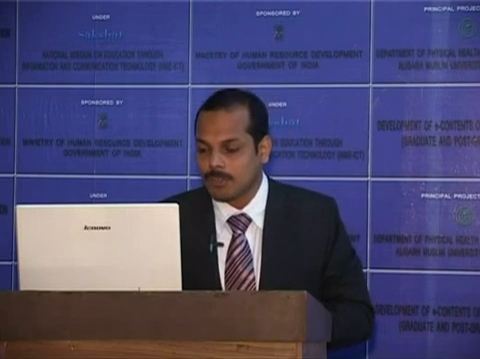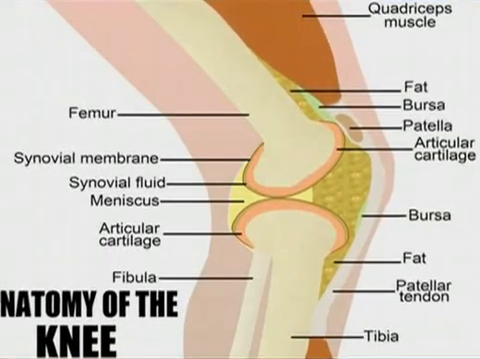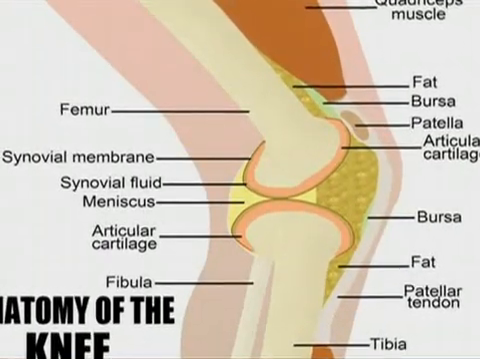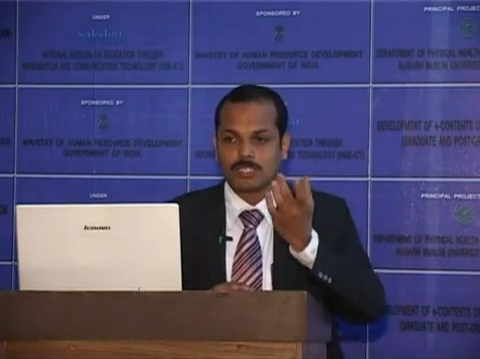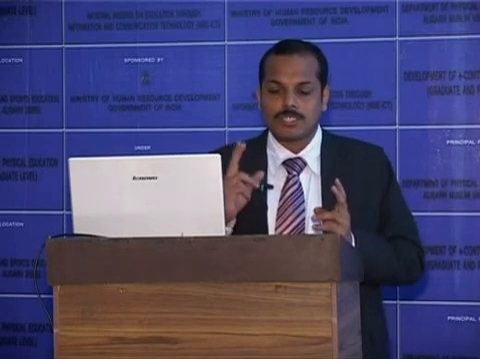Next is patellofemoral tracking. Patellofemoral tracking means the movement of the patella during flexion and extension. During extension, the position of the patella is just in front of the femoral condyle. Once there is flexion, the patella moves downwards, and the movement is called flexion of the patella.